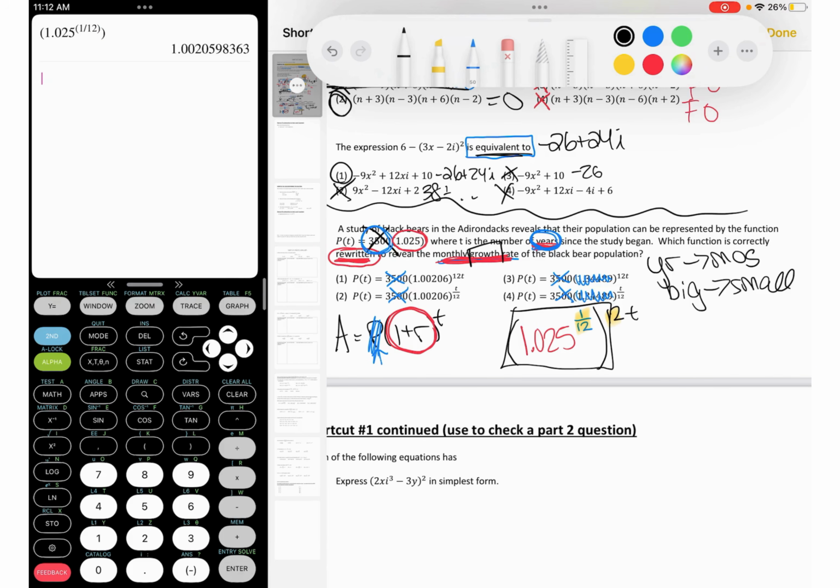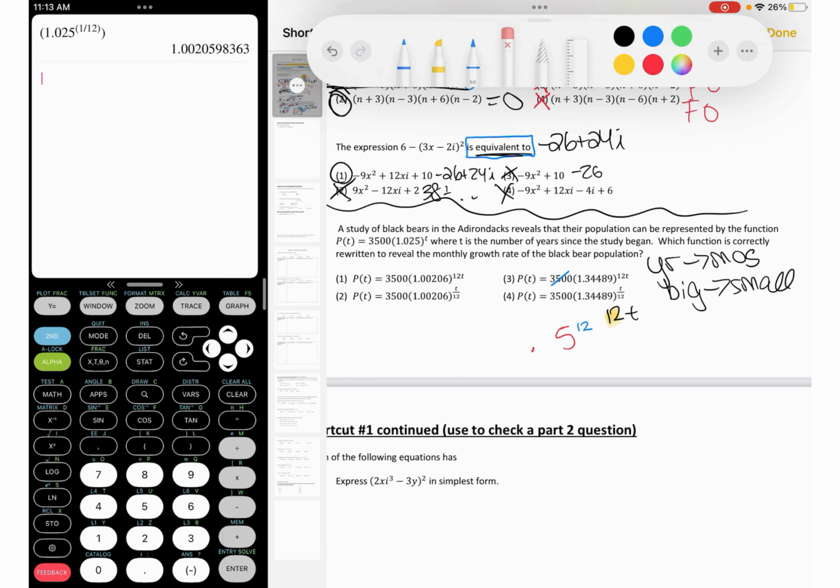And it gets me 1.002059, blah, blah, blah. So that number would round to this number here, but both answers have that. I need to have the one that has that 12t on the outside, which is right here, choice 1. So doing it the right way, I realized that choice 1 is the answer.